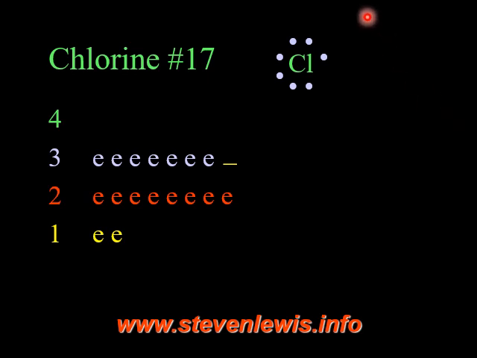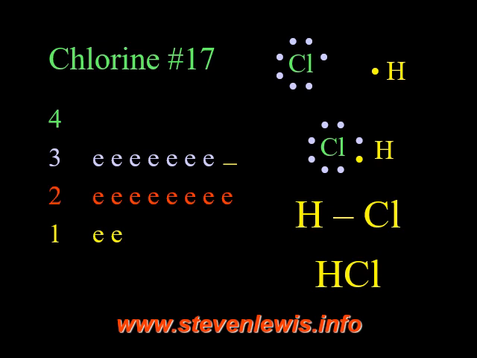Here is the valence electron dot structure for chlorine. Notice that we have a vacancy, that is a place for an additional electron. Chlorine could share one of its valence electrons with a hydrogen if the hydrogen will share its valence electron with chlorine, and the result is a covalent bond, which we can symbolize by an H with a dash to the symbol for chlorine. The result is HCl, known as hydrogen chloride, or as hydrochloric acid.